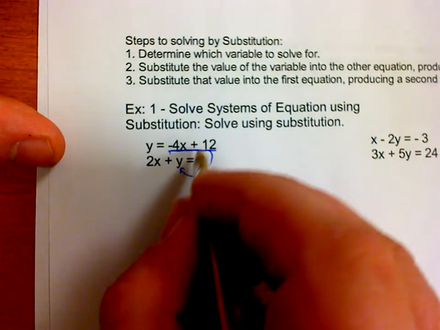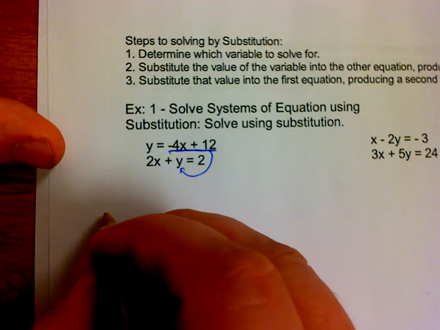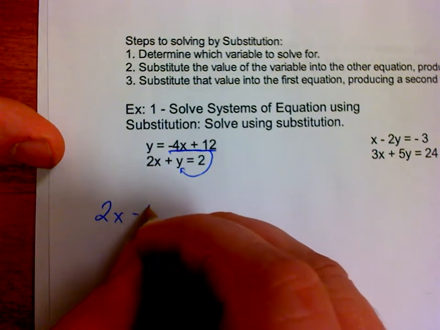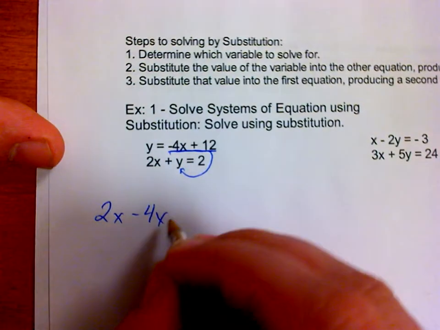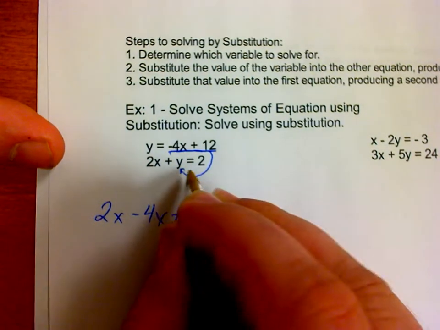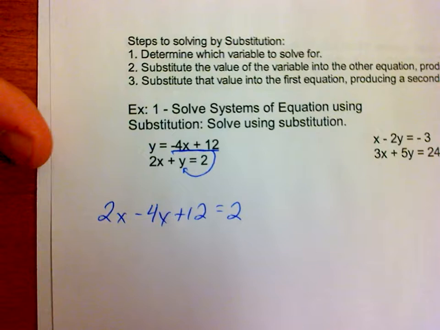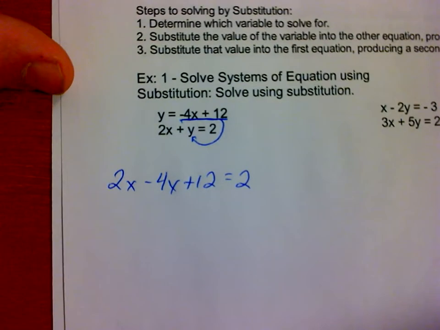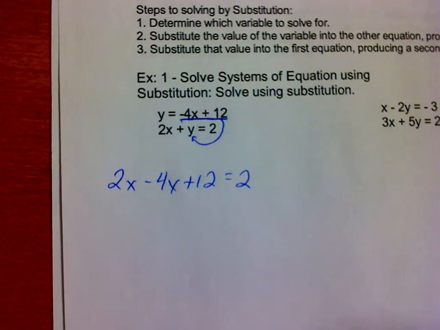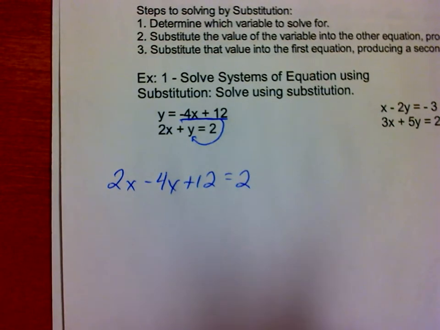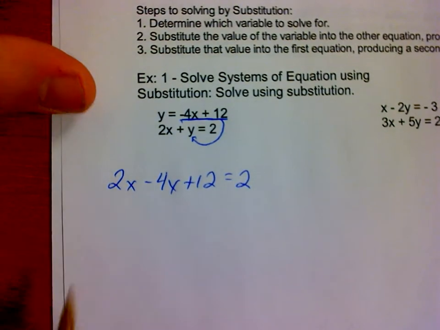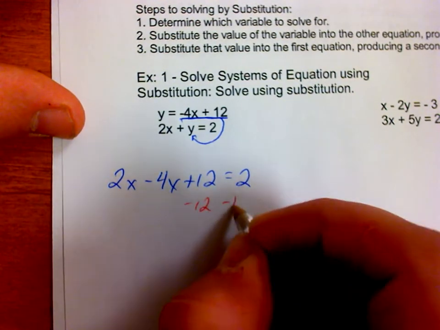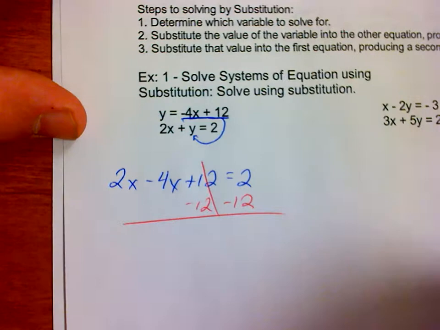So if I were to rewrite this equation, instead of with y, having a negative 4x plus 12, we would have 2x plus a negative 4x, that'd be a minus 4x, plus a positive 12. And then I rewrite the rest of my equation, equals 2. So now we have something that we dealt with earlier on in the year. We now need to combine like terms, get variables on one side and non-variables to the other. Variables are already on the left, so let's leave them there. Let's get the 12 to the other side by subtracting 12 from both sides.